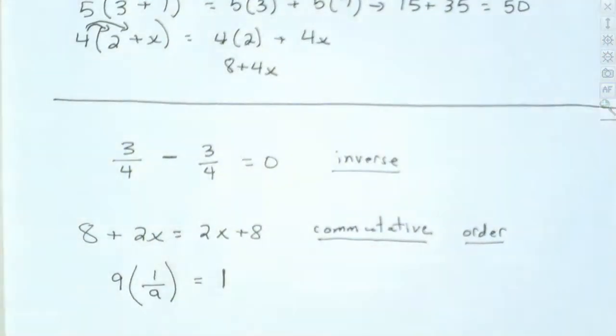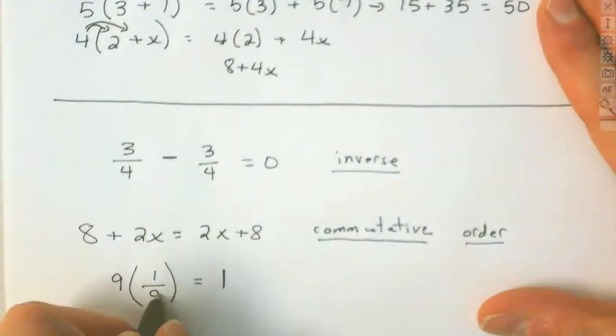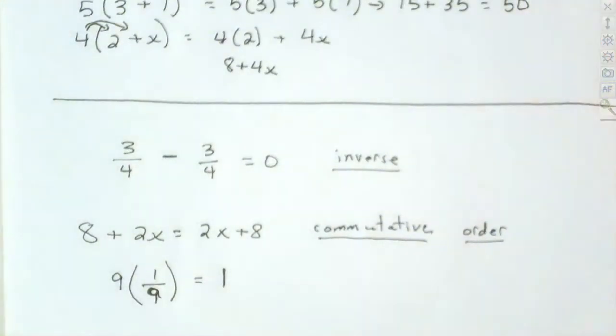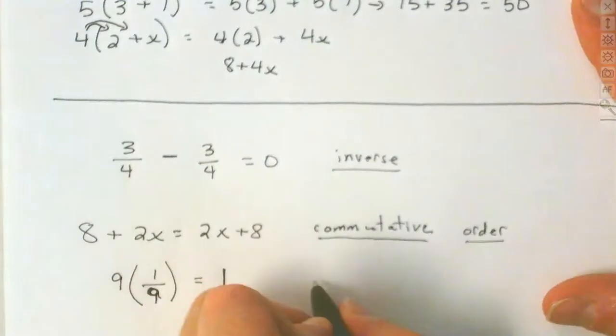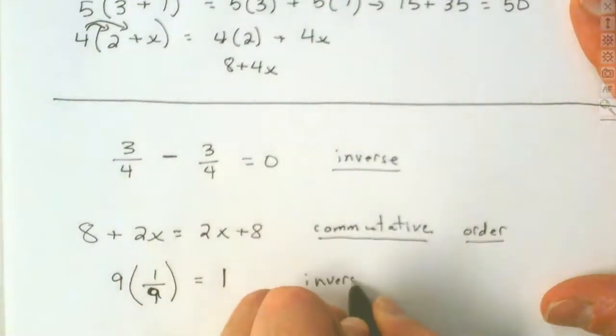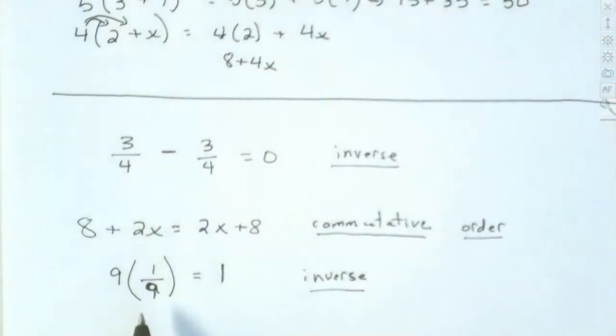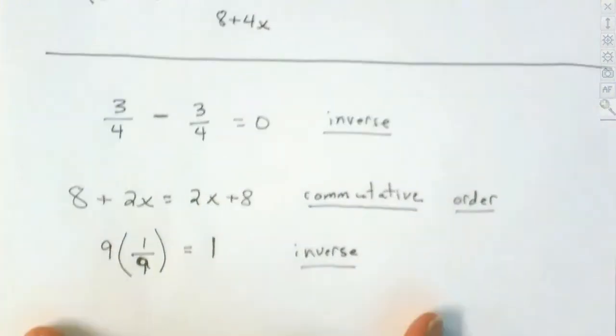What about this one? Yep, and we don't have to say multiplicative inverse, we just say the inverse, right? Because they're the opposite. There's a multiplicative inverse, and there's an additive one. This one is the multiplicative inverse. Why? Because when I take 9 and I flip it over, what does it become? 1/9.